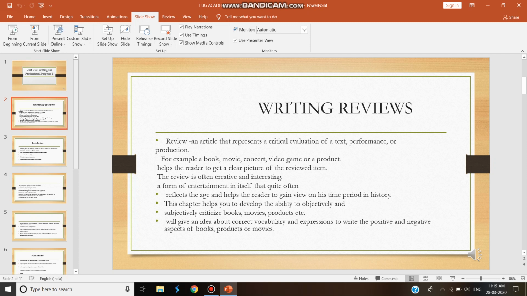That is, a book may have a positive side and a negative side. Same is the case with products or movies. So, this chapter will give you a correct idea about what vocabulary you can use, what expression you can use to write the positive and negative aspects of books, products, or movies.